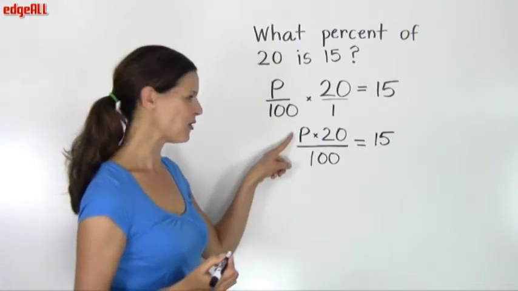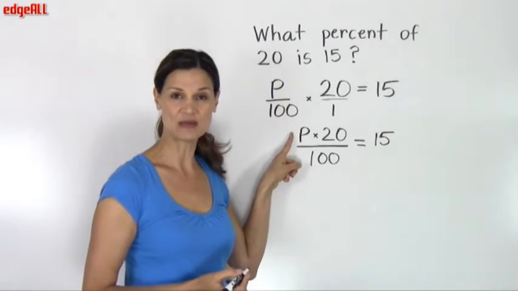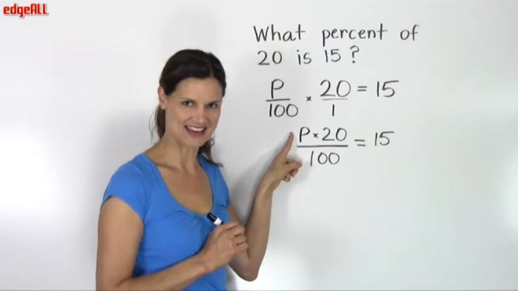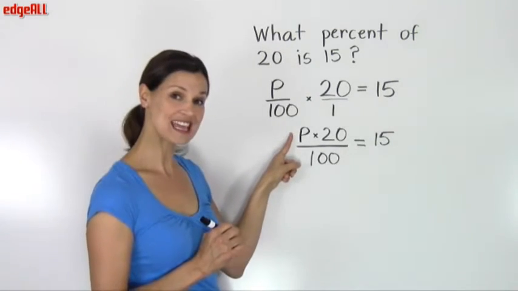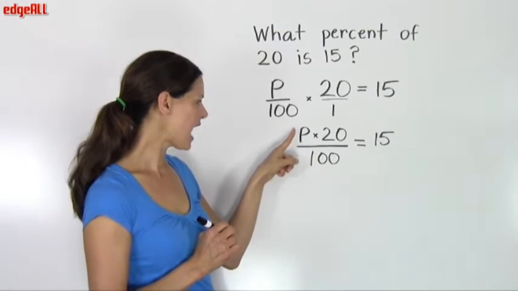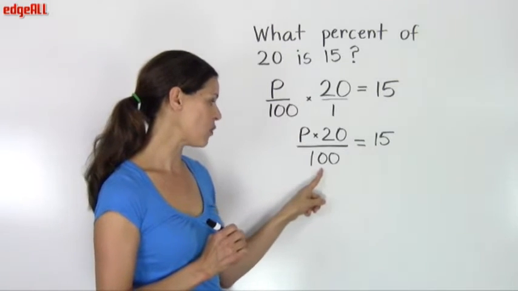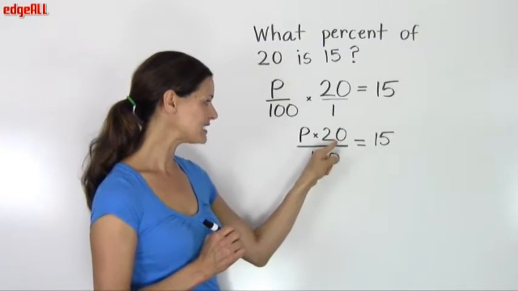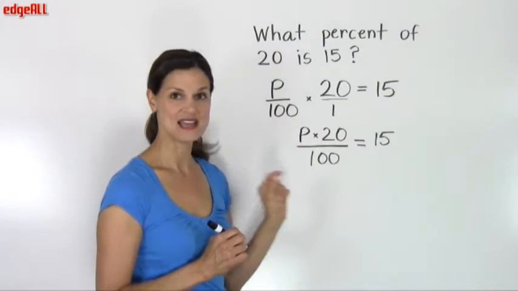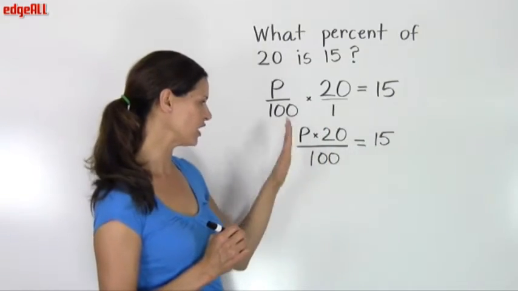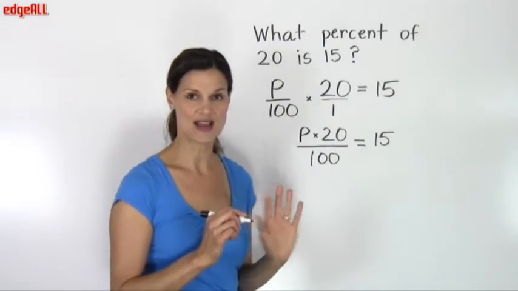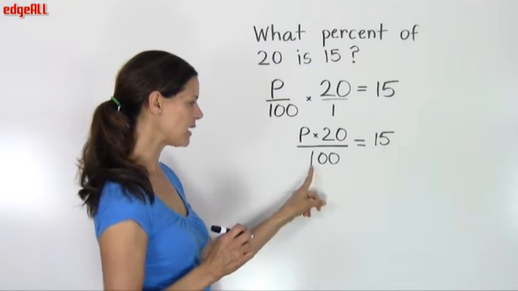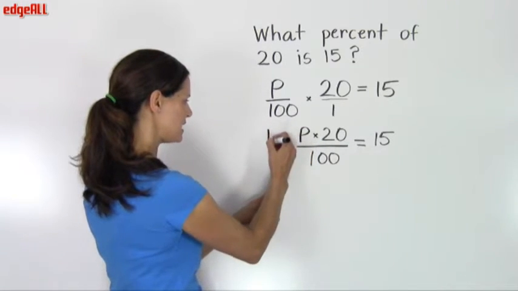And then my goal is to get this P variable all alone by itself on this side of the equal sign. Right now I have two things in the way of doing that. I have P divided by 100, so this 100 I need to move over, and I have P times 20, so this 20 I need to move over and leave P all alone by itself on this side of the equal sign. So I'm going to start by multiplying times 100.